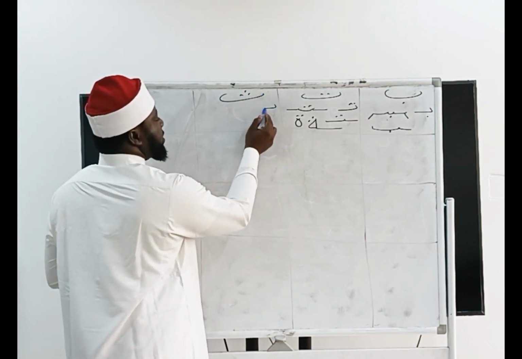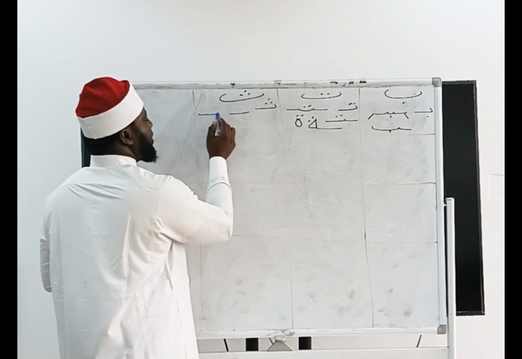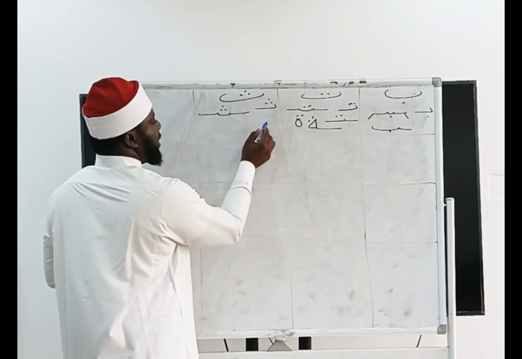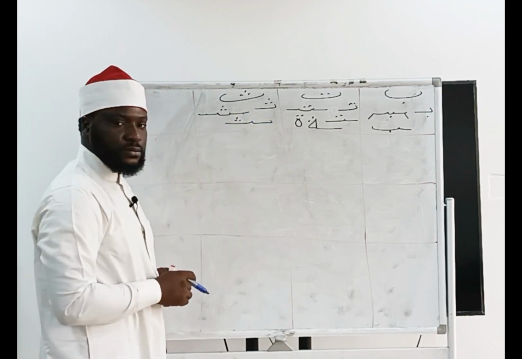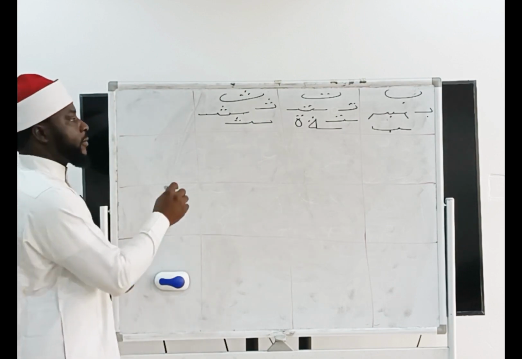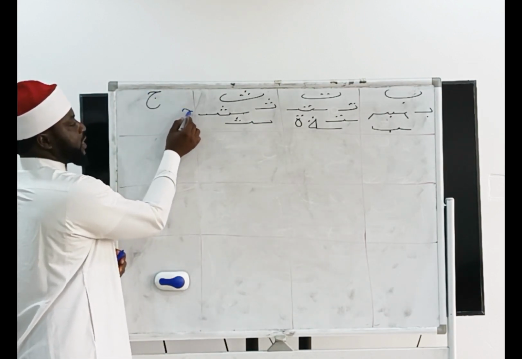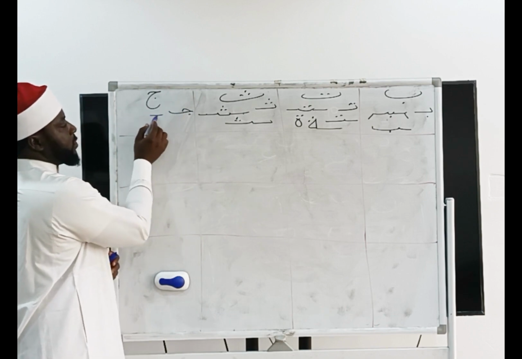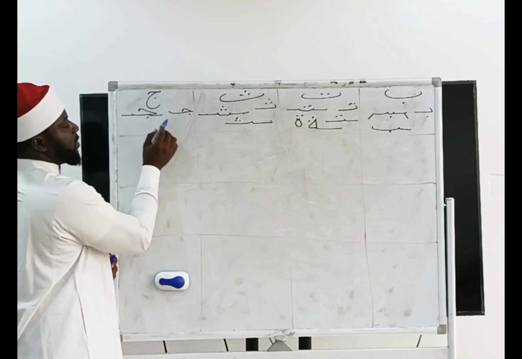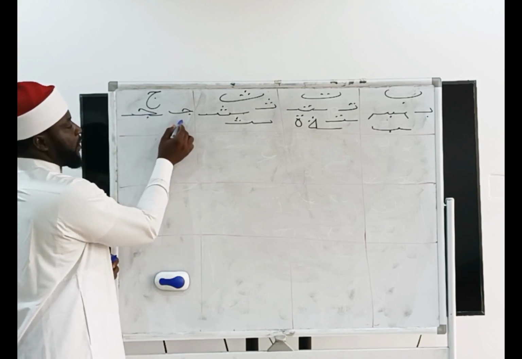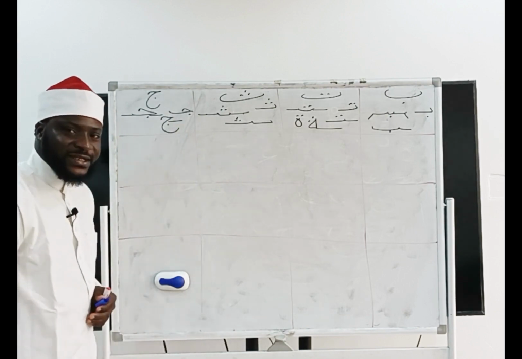So this is Tha. At the beginning, Tha is like this. At the middle, an alphabet, then the Tha. At the end, an alphabet, then Tha. Then let's come to Jim. This is Jim. At the beginning, Jim is like this. At the middle, an alphabet, then the Jim comes here like this. Then at the end, an alphabet, then the Jim will be like this. Do you get it? It's fun.